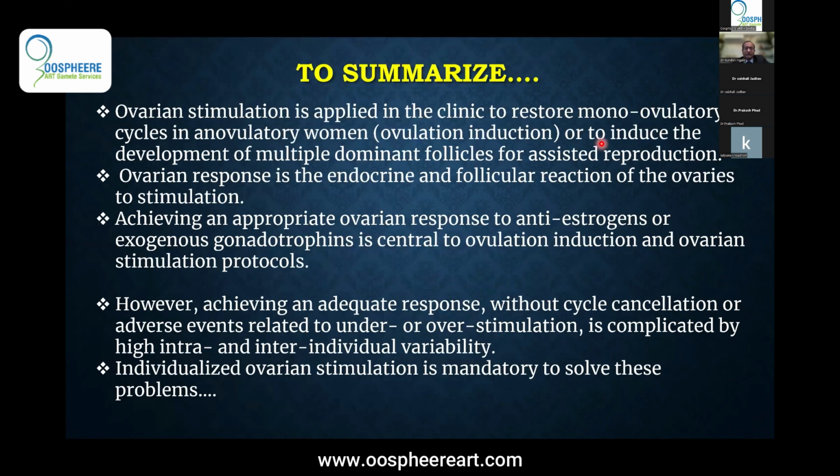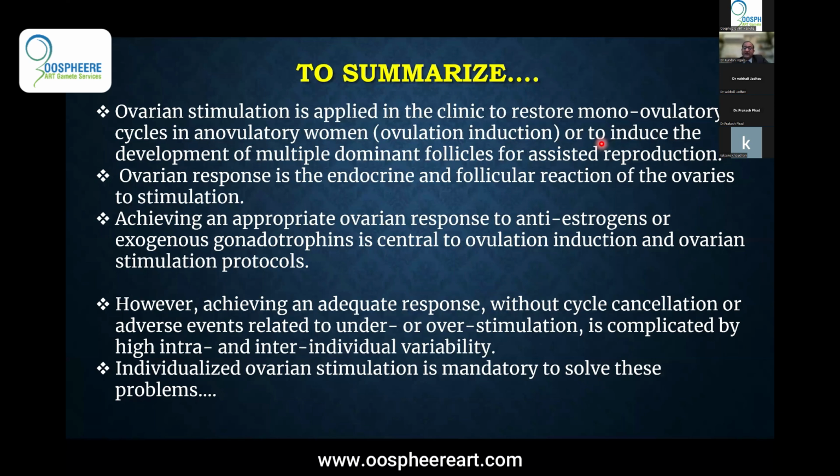So friends, to summarize, ovarian stimulation is applied in the clinic to restore monoovulatory cycles in anovulatory women. But in IVF, we want multiple dominant follicles for multiple egg retrieval. So it is the endocrine and follicular reaction of the ovaries to the stimulation that is called ovarian response. Achieving an appropriate response with the gonadotropins is the key part of your ovulation induction protocol.